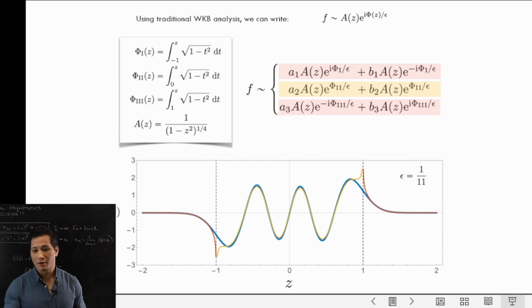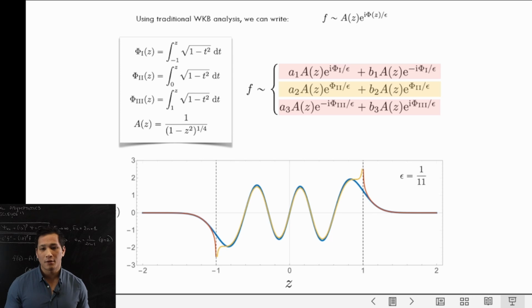So if I take the blue curve, the underlying blue curve is the exact numerical solution. So that's at epsilon equal to 1 over 11. The red curves are the approximations 1 and 3, and then the yellow curve is the approximation 2. And so now the task is for you to choose A1, A2, A3, B1, B2, B3, so that it is an appropriate match to the solution.